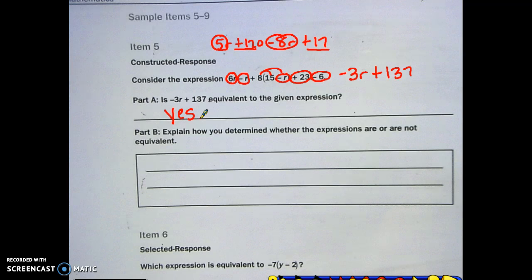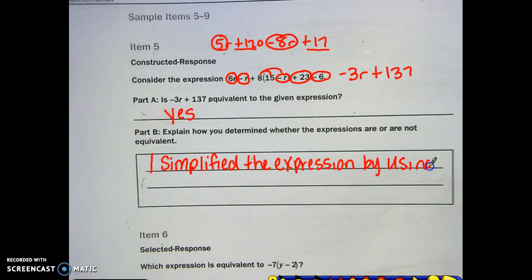Part B, explain how you determine whether the expressions are or are not equivalent. Well, we're just going to write exactly what we did. First, we distributed. Then we combined like terms. So, I simplified the expression by using the distributive property and combining like terms.